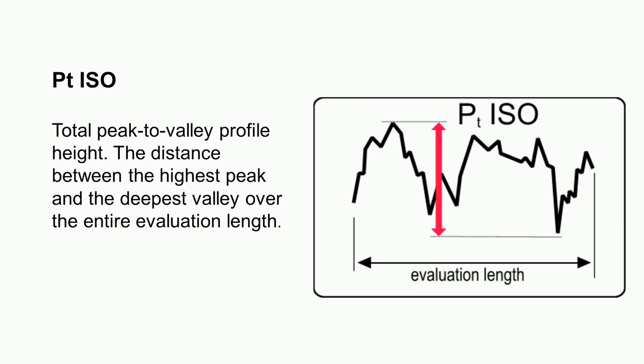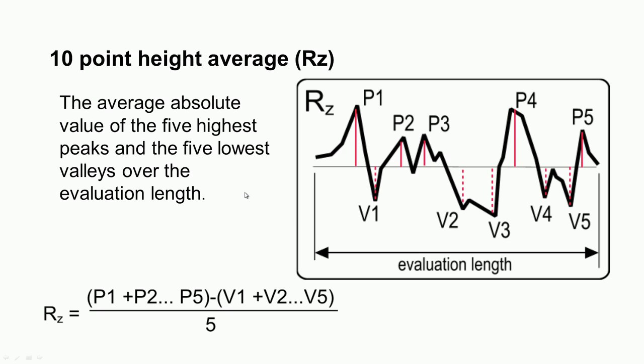And then this is PT value, total peak to valley profile. So over the evaluation length, the gap between the topmost point on the peak and the lowest point, and this gap is a total peak to valley profile height.